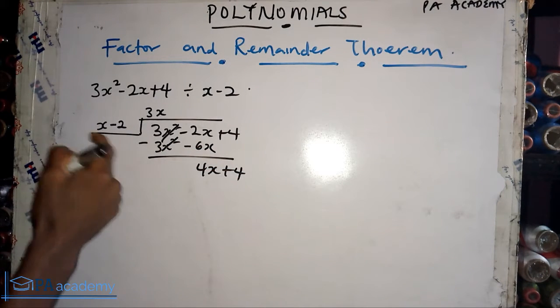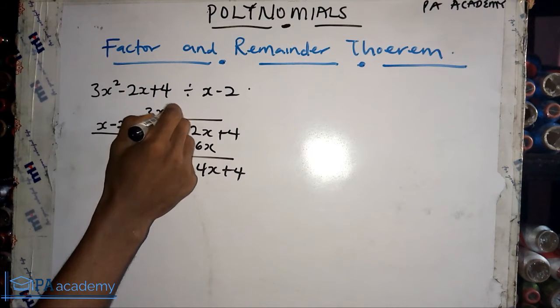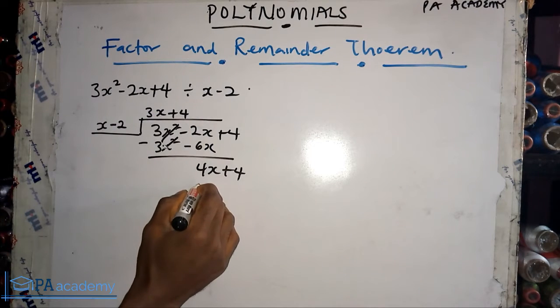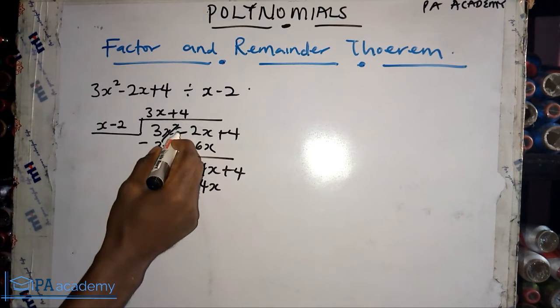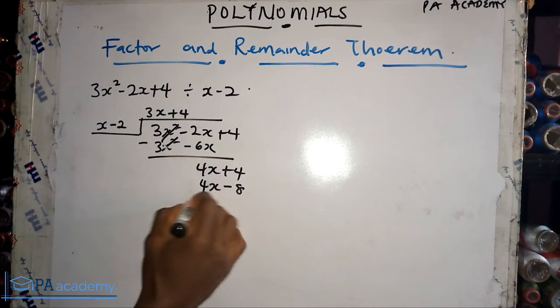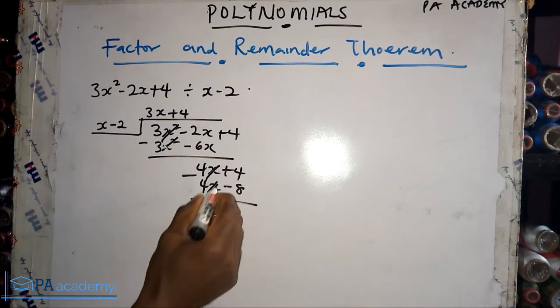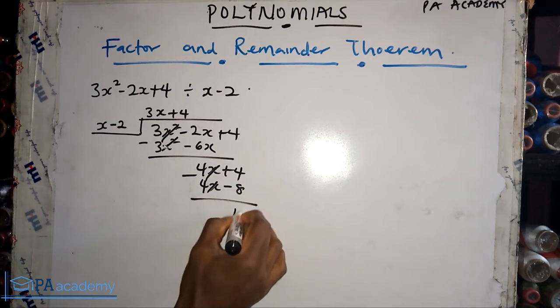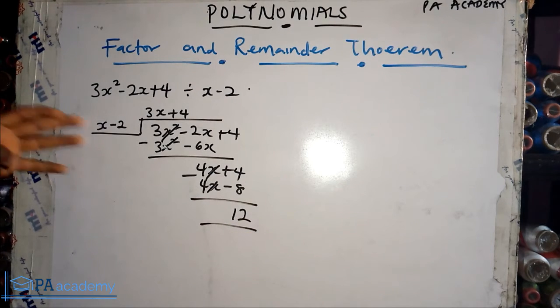So 4x divided by x, that will give us 4. So plus 4. Plus 4 multiplied by x, that's 4x. Then 4 multiplied by minus 2, that's minus 8. So that will give us plus 4 minus 8, that's 12. Now this is the long division method of dividing a polynomial. Now it's important to know that.